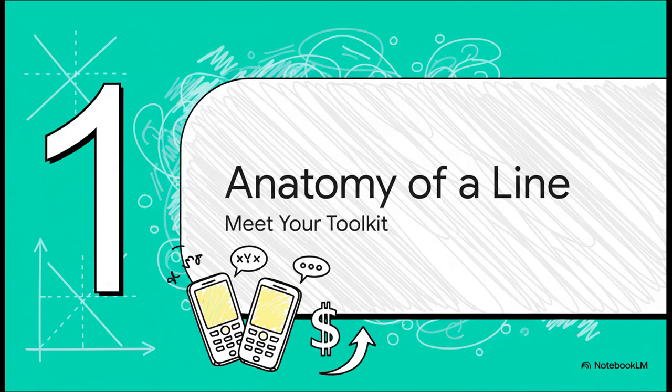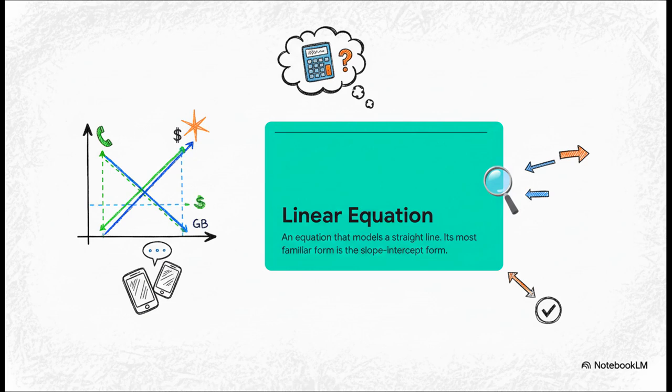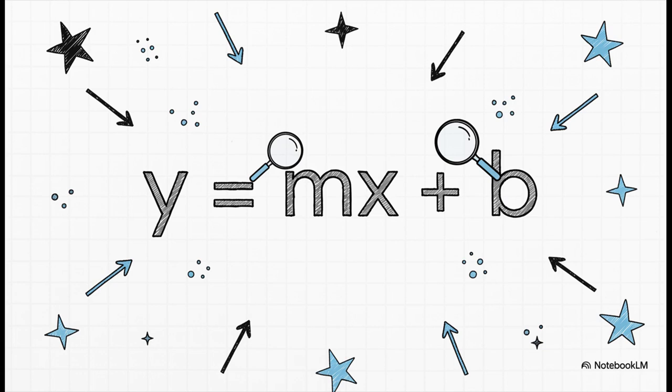Okay, so before we can start using this awesome tool, we first have to understand how it actually works. So let's pop open our mathematical toolkit and take a look at the anatomy of a line. A linear equation is, you guessed it, an equation for a line. And the version you probably remember from school, the one that's going to be key for us today, is called the slope-intercept form. And here it is, the star of our show, y = mx + b.